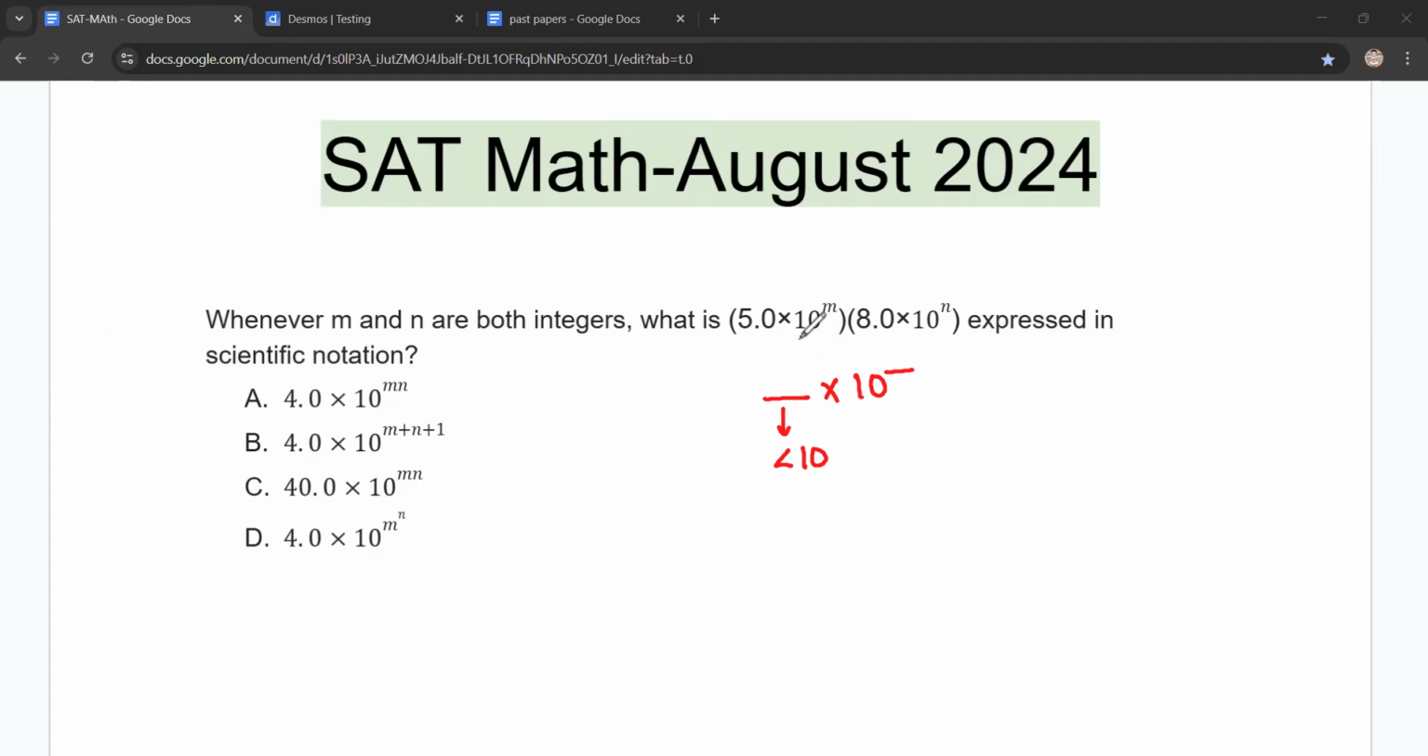Now, the power can be anything. It can even be a negative number. Negative number, positive number, anything basically, whatever the power is. Back to the question.